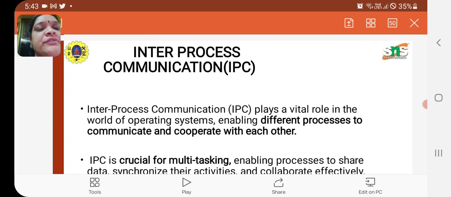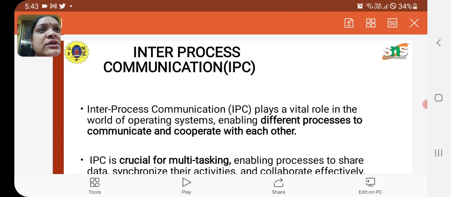Say, for example, if you have process 0 and process 1, and they want to share some variable, or share a memory, or do some read or write operation, we need a concept called interprocess communication. So the definition goes like this: it allows different processes to communicate and cooperate with each other.